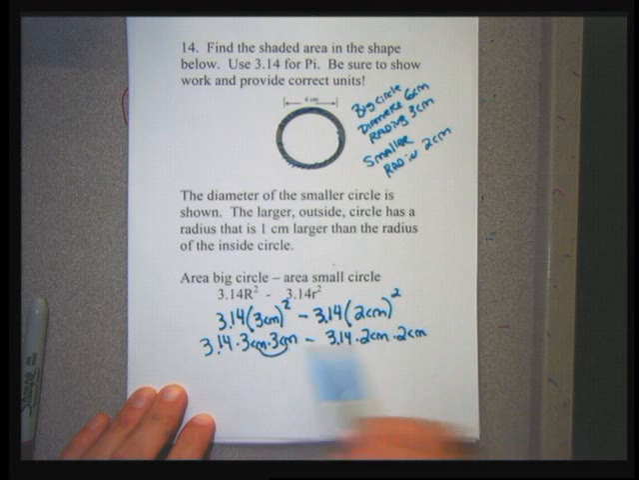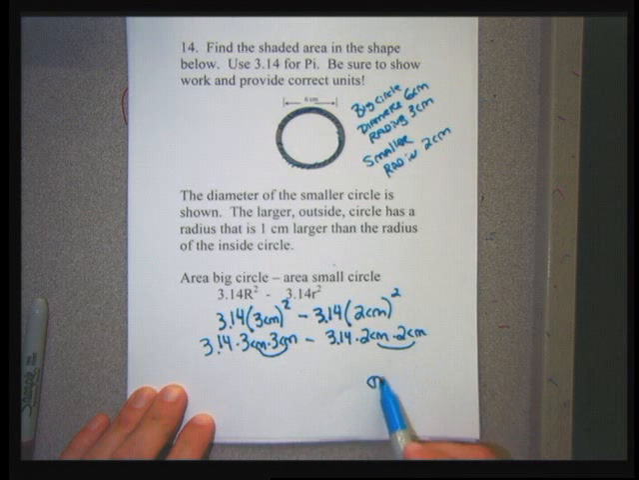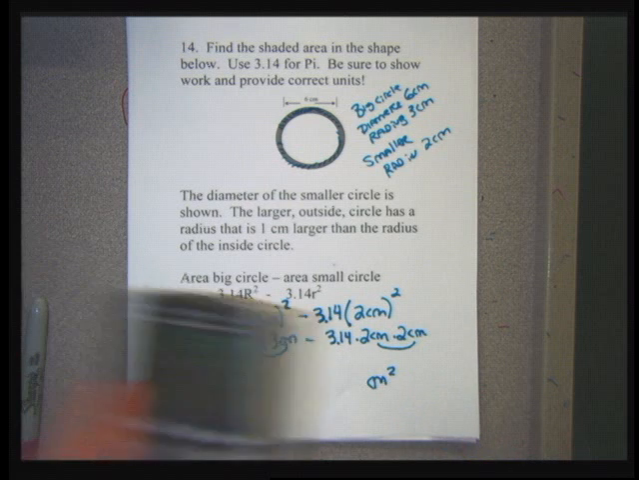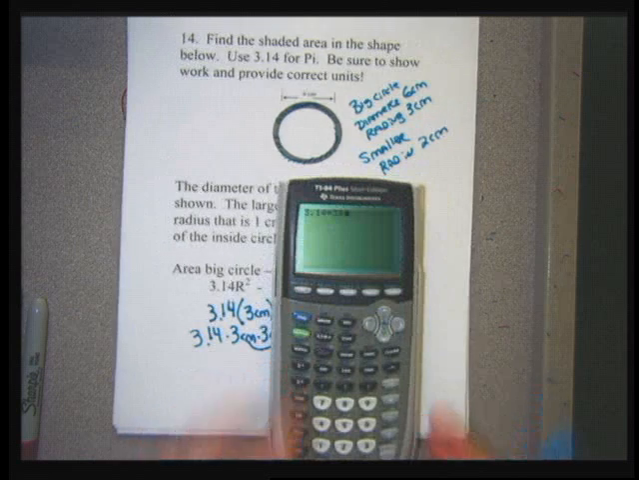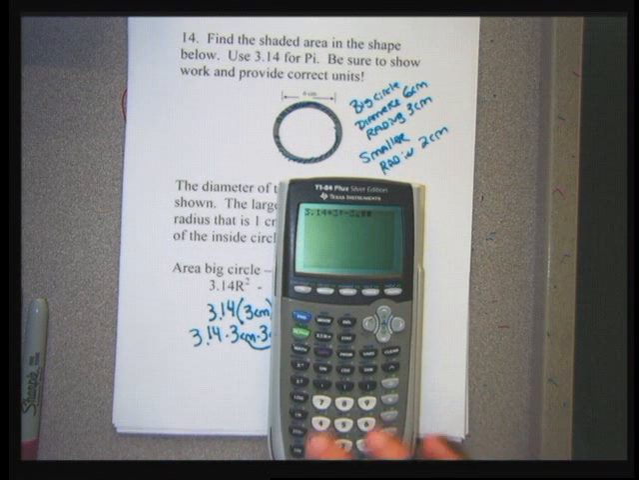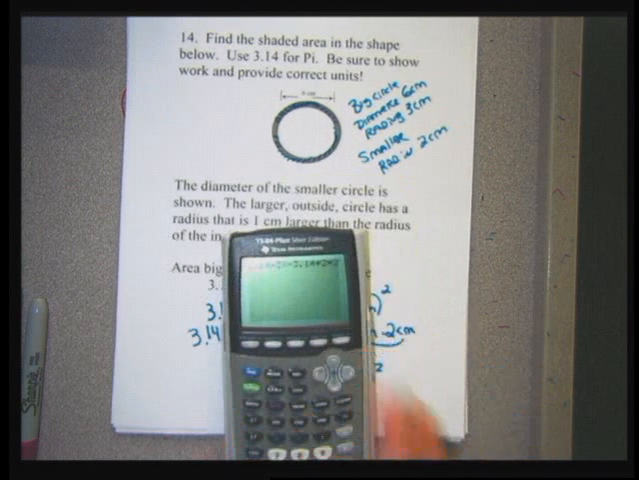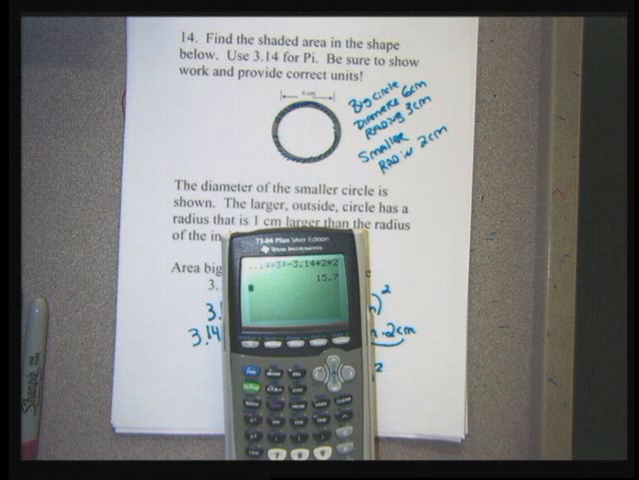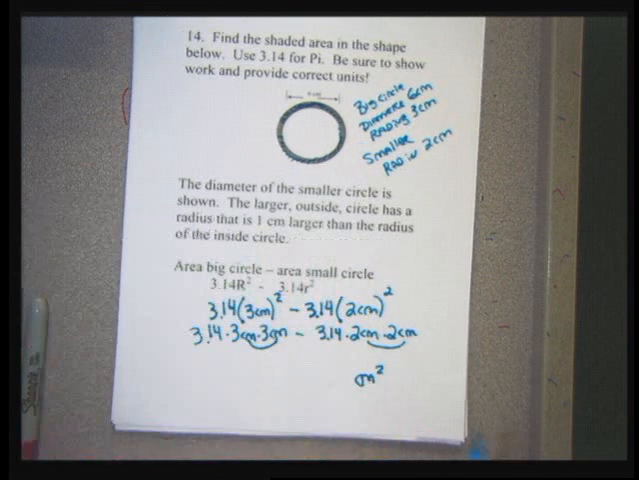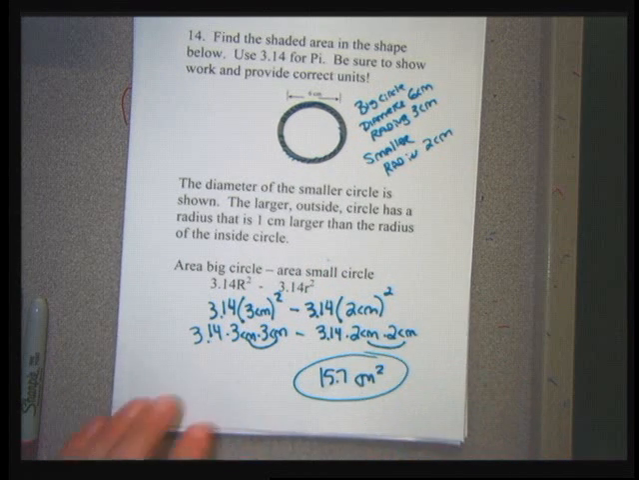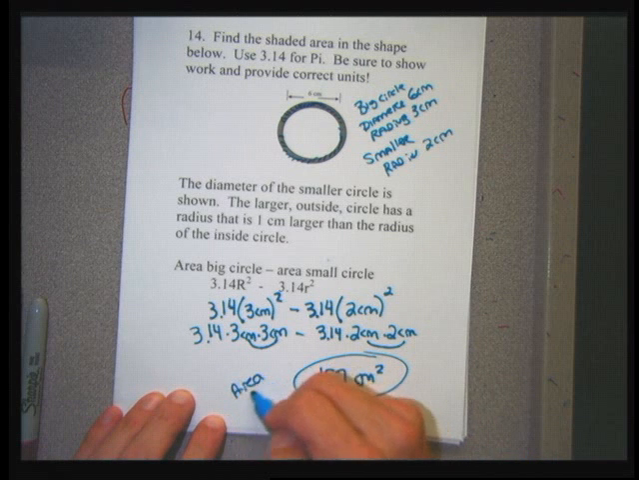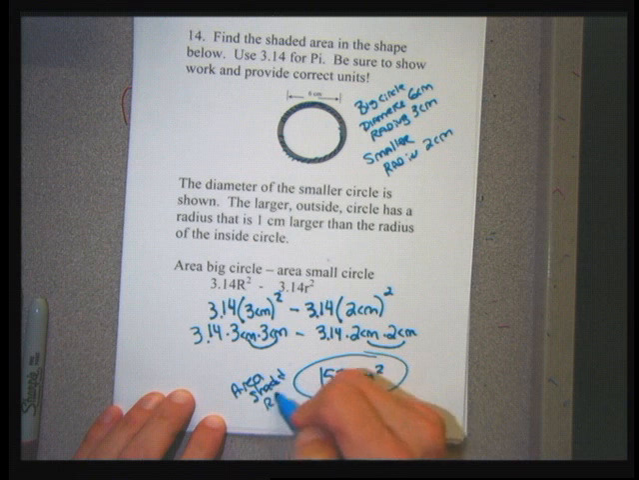The units here are centimeters squared. My answer's units are going to be square centimeters. And on my calculator, I'm going to go 3.14 times, and I could do 3 squared, hit 3 and then just hit my squared key, and then minus 3.14 times, I can go 2 times 2, I could have done 2 squared. And then when I hit enter, I get 15.7, and the units are going to be square centimeters. So the region that I'm worried about has an area of 15.7 square centimeters. So this is the area of the shaded region.